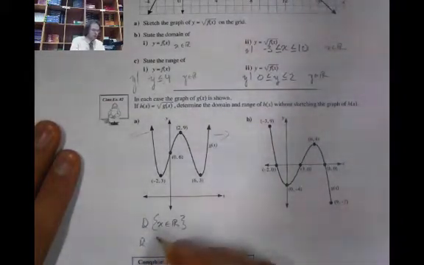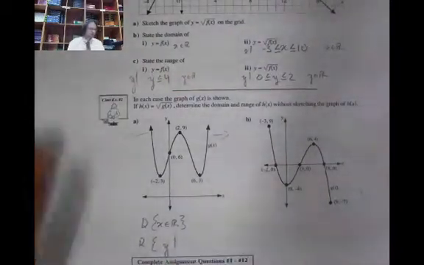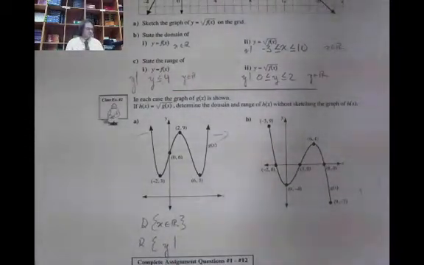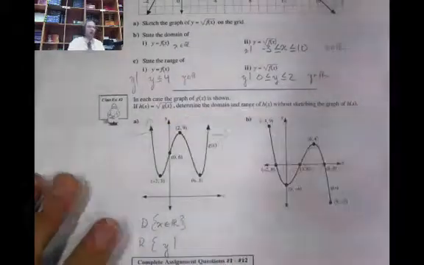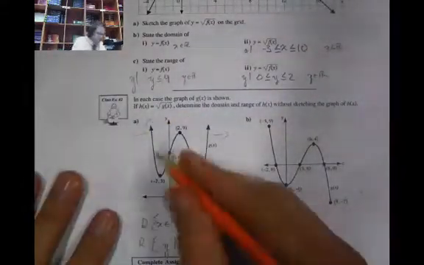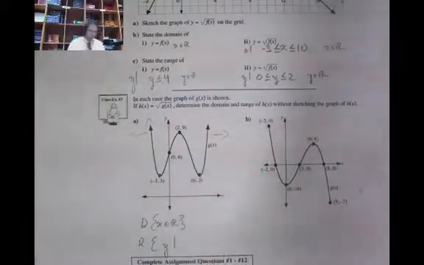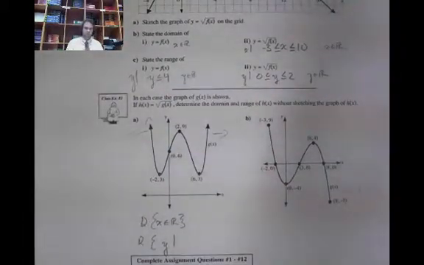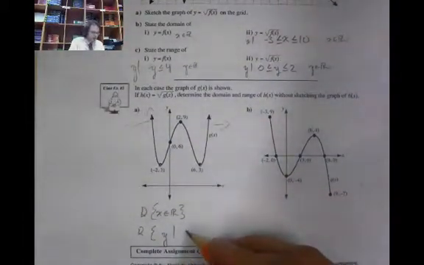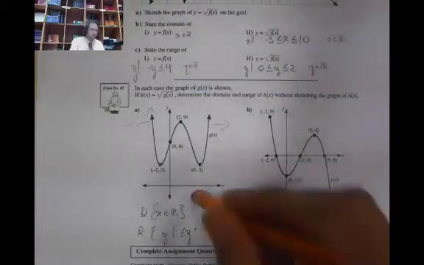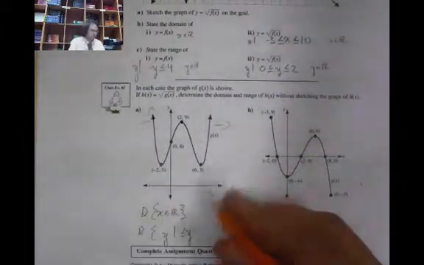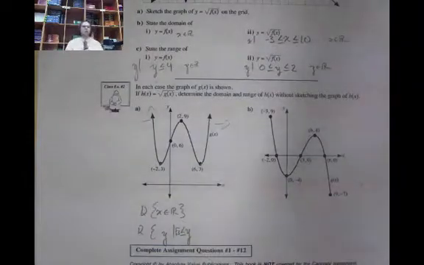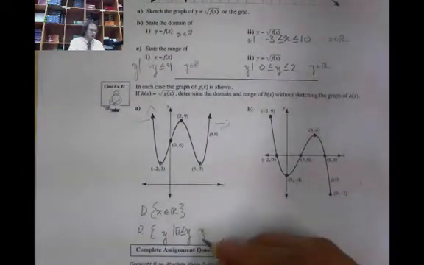Now let's take a look at my range. We're going to be looking at y. Now, y goes forever up. But my minimum y is 3. So y must be greater than or equal to the square root of 3. And there is my y, and y is an element of all real numbers.